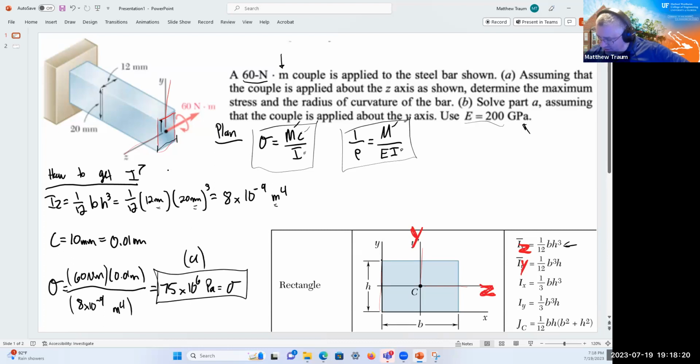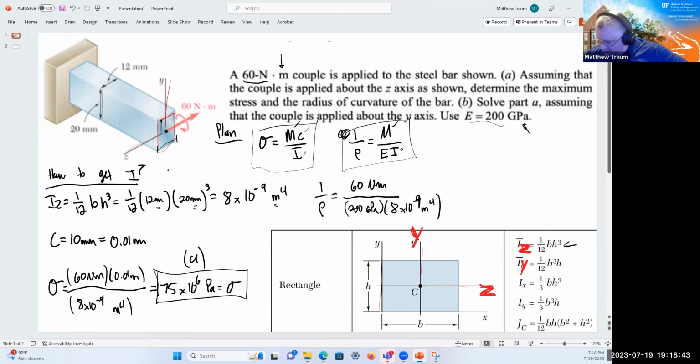I need my radius of curvature. So let's take this and solve for radius of curvature. I've got 1 over radius of curvature is equal to 60 Newton meters divided by 200 gigapascals and my I value, which I calculated, is 8 times 10 to the minus 9 meters to the fourth power.